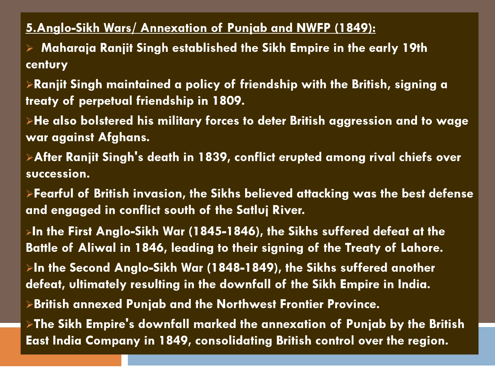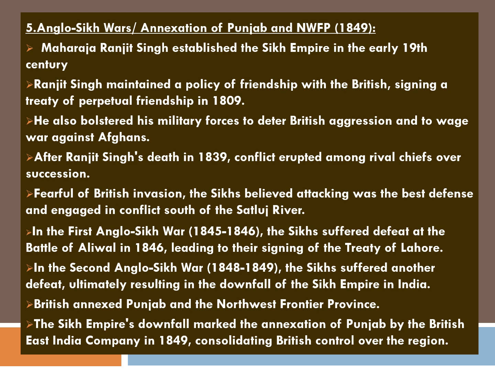After Ranjit Singh's death in 1839, conflict erupted among the rival chiefs over succession. Fearful of British invasion, the Sikhs believed attacking was the best defense and engaged in conflict south of the Satluj River. In the First Anglo-Sikh War, the Sikhs suffered defeat at the Battle of Aliwal in 1846, leading to the signing of the Treaty of Lahore.